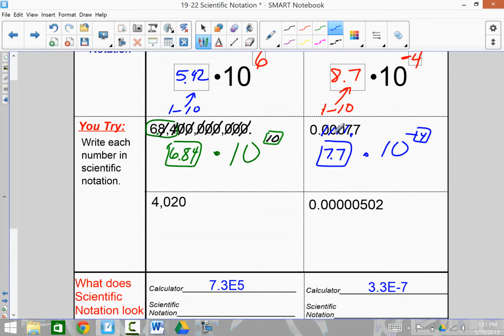Okay, so give this video a pause and then check back on the 2 problems below. Give it a try yourself, and then you can check your answers.